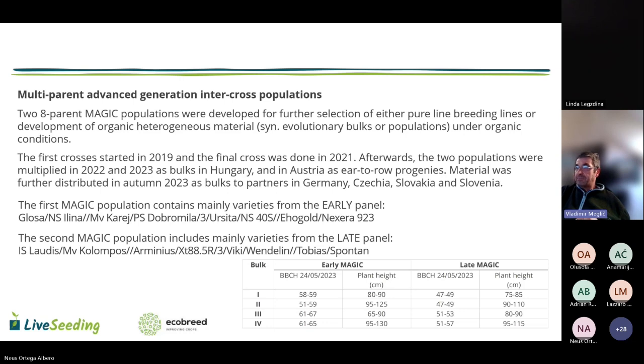So below you can see the table where we have compared the early and the late MAGIC populations on 4 locations, and where we see the values for BBCH at the 24th of May and the plant height. So we see that there are differences between those 2 populations, which in the continuation will give us the opportunity to do further breeding or further mapping of the traits that we would like to look at. So that's how it was already described by Neus.